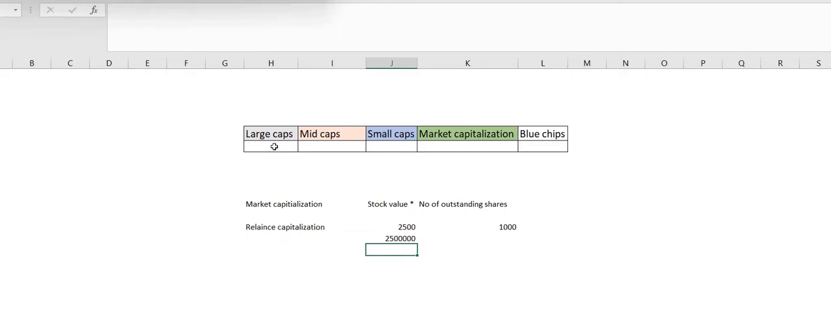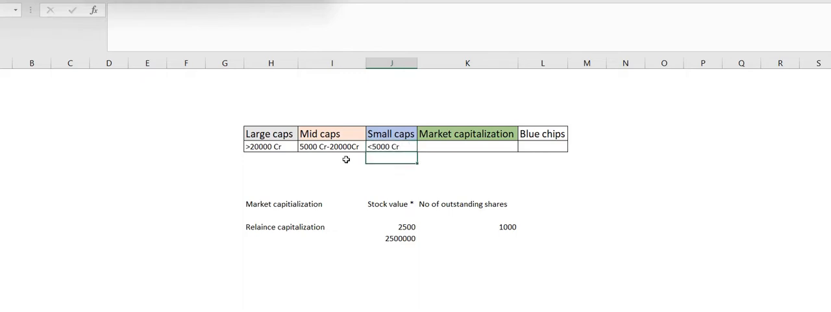Large caps are the stocks with market capitalization above 20,000 crores, right? And the mid caps fall between 5,000 crores and 20,000 crores. Any company which has a valuation between 5,000 crore and 20,000 crore, we can call a mid cap. And small caps are companies with less than 5,000 crores in value.